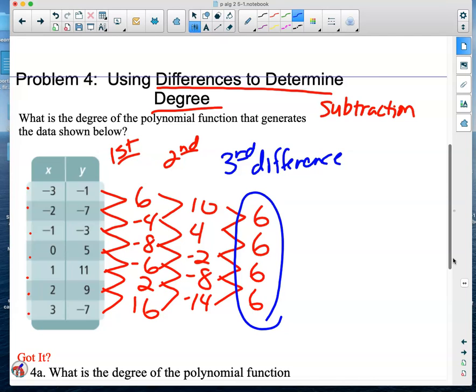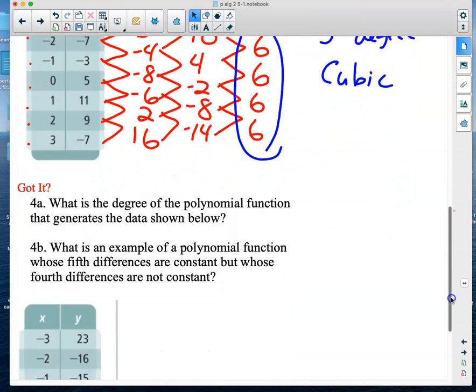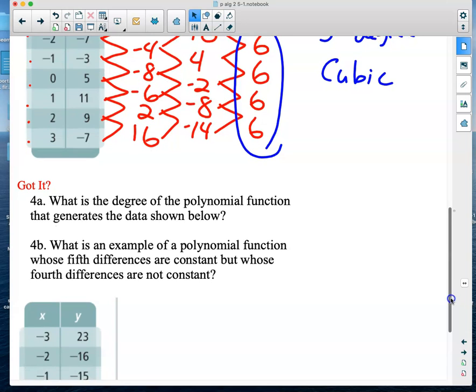So that means we would want to use a degree 3 polynomial. Anybody remember the name, the classification that we have for third degree polynomials? Yeah, so we would use a cubic to best show what this data is doing. So really, this is just subtraction. But you want to go slow because you don't want to mess up in the early steps. And then you won't be able to find a constant.